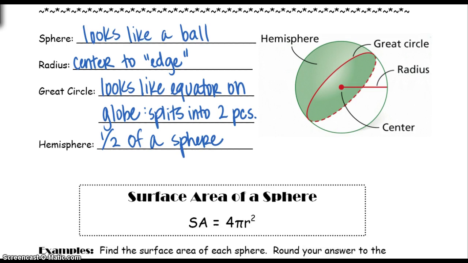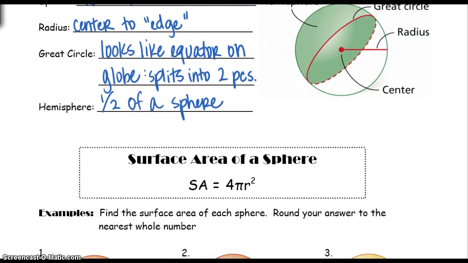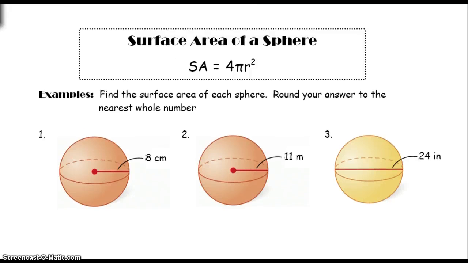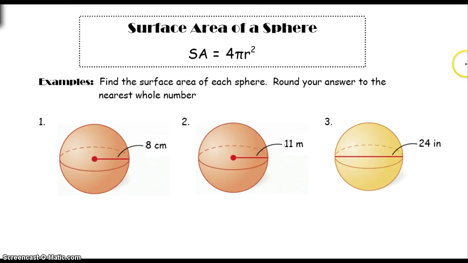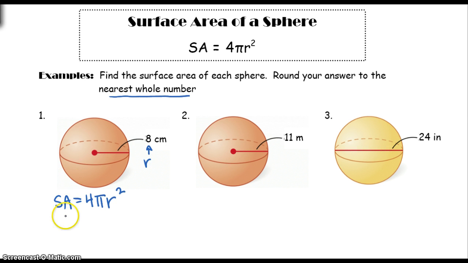Now, I'm not going to get into where they got this formula right here for the surface area of a sphere. We're just going to go with it, and we're going to use it on these down here. It says, find the surface area of each sphere and round your answer to the nearest whole number. Okay, so let's look at number one. We have to find the surface area, and if surface area is 4 pi r squared, we're going to have to substitute in for r. Well, 8 is r, right? It's a radius. So the surface area then would be 4 times 3.14 times 8 squared.